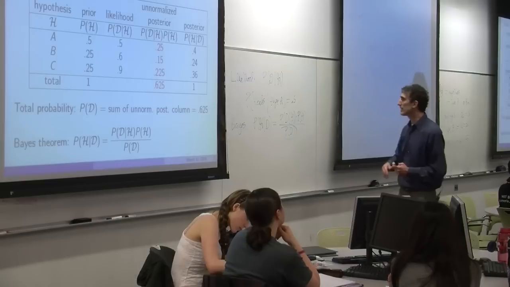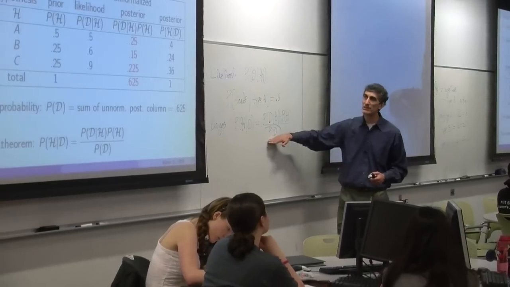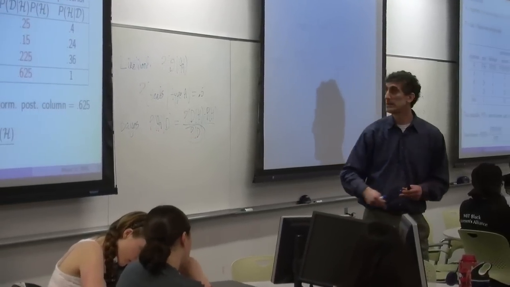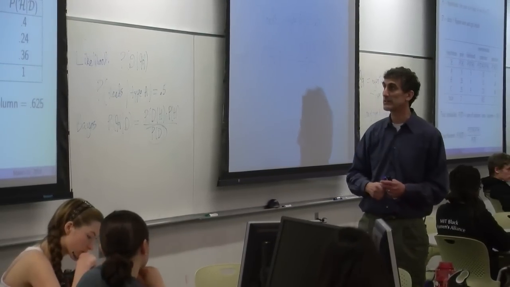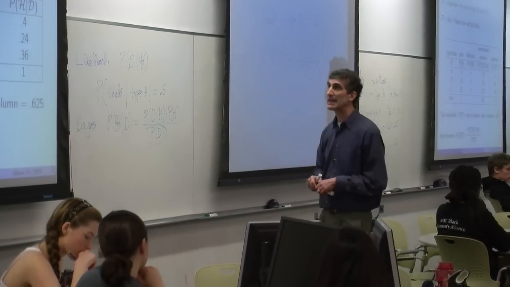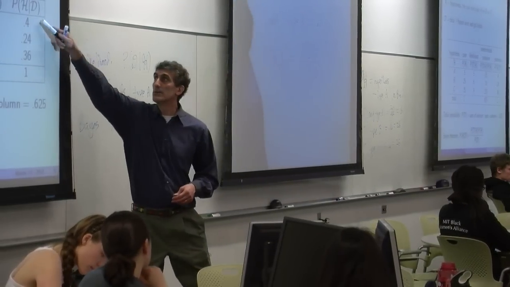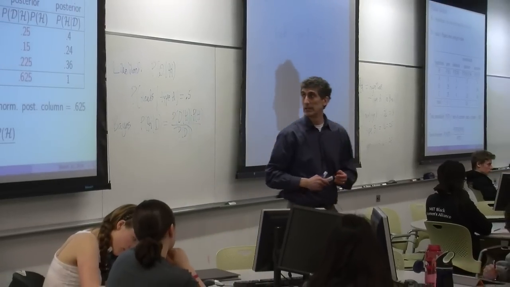And now how do I normalize? I just divide all the values in my unnormalized column by that normalizing factor 0.625, and I get these, what I call the posterior.